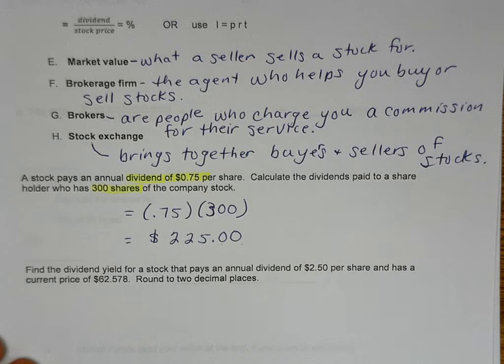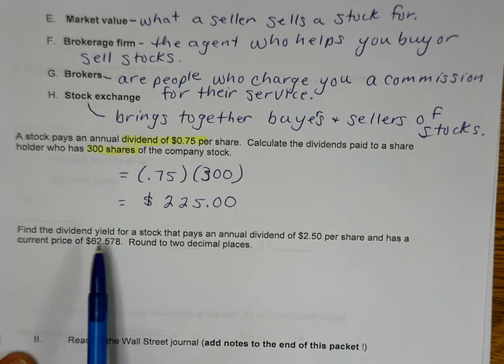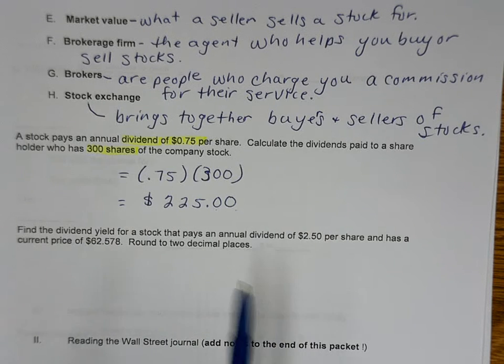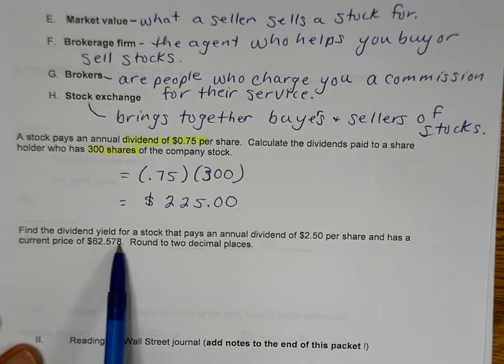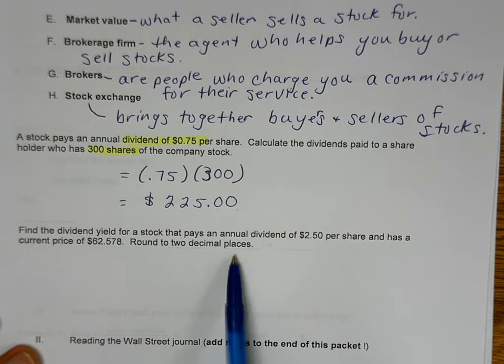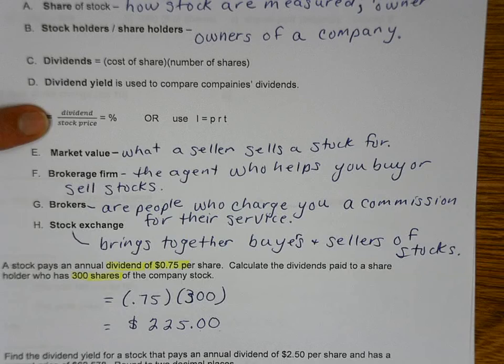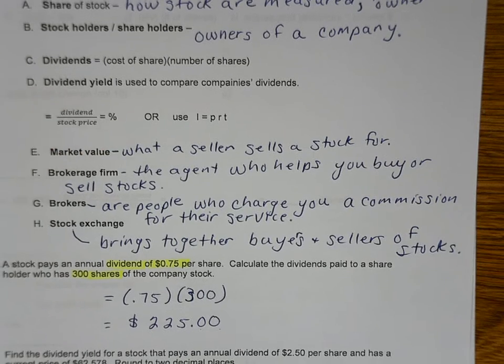Find the dividend yield for a stock that pays an annual dividend of $2.50 per share and has a current price of $62.578. In the paper, like the New York Stock Exchange, when they put all their stocks and bond stuff, sometimes they will have 3 decimals. But we are going to round our answer to 2 decimal places. First of all, we're going to use these 2 formulas for this problem.